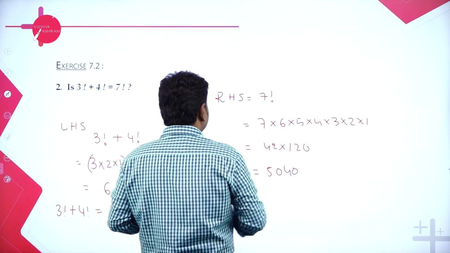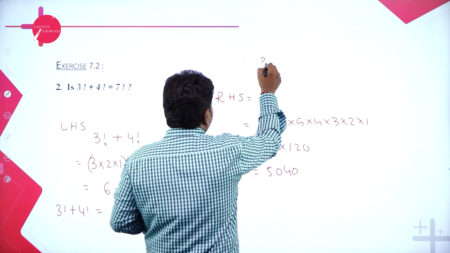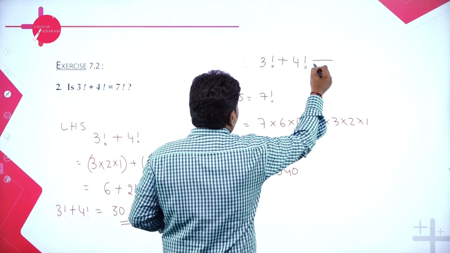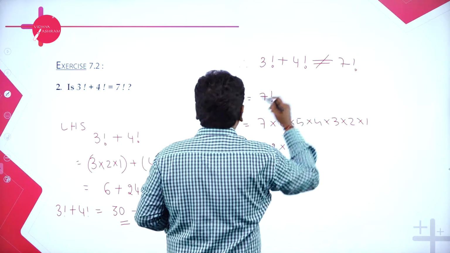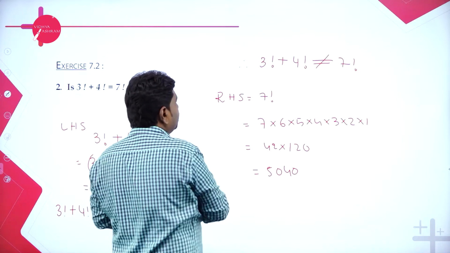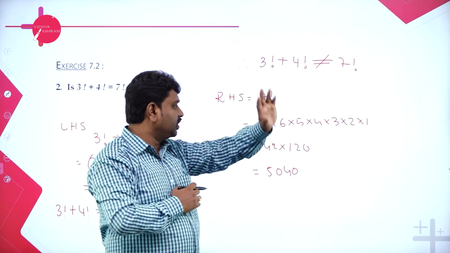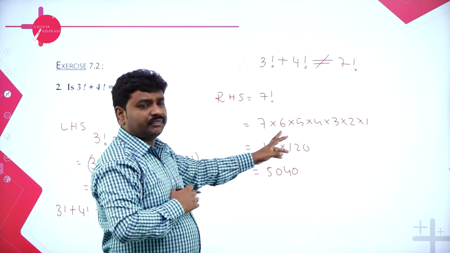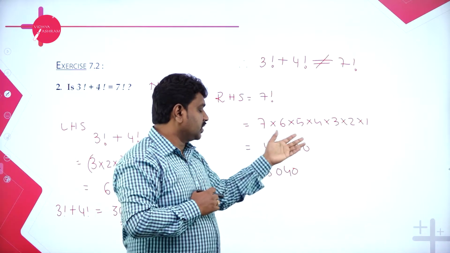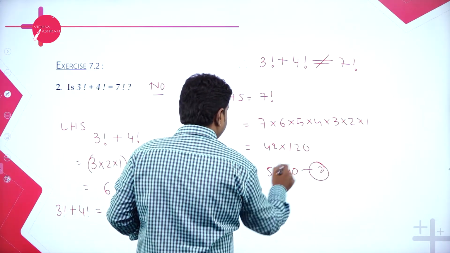Are they the same? Therefore, 3 factorial plus 4 factorial is not equal to 7 factorial. So the answer is no. Why? Because 7 factorial is 7 into 6 into 5 into 4 into 3 into 2 into 1. 7 6s are 42, into 5 4s are 20, 3s are 60, 2s are 120. A big number you will get. So LHS is not equal to RHS.